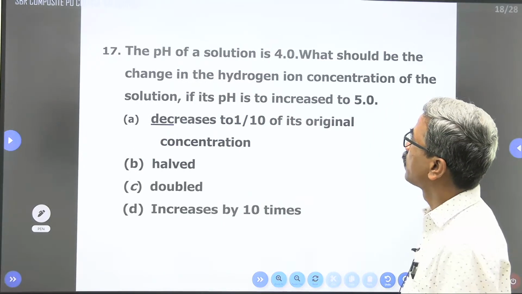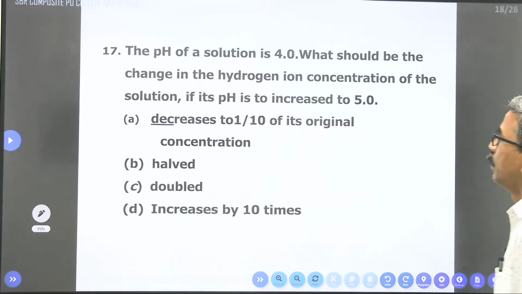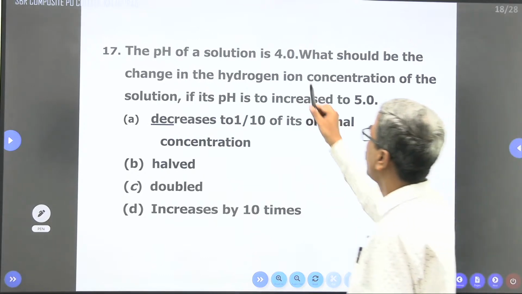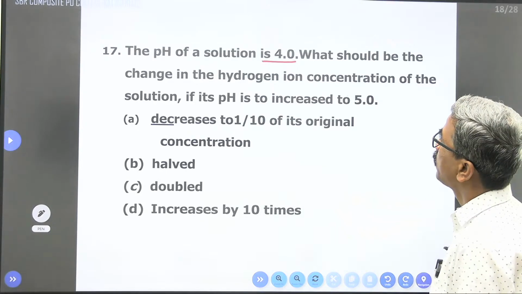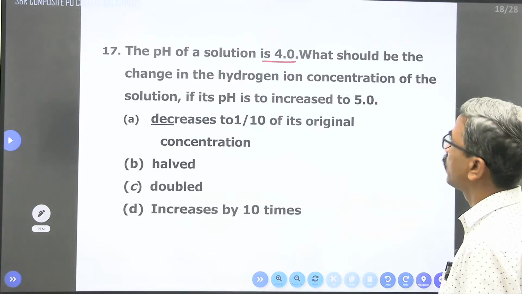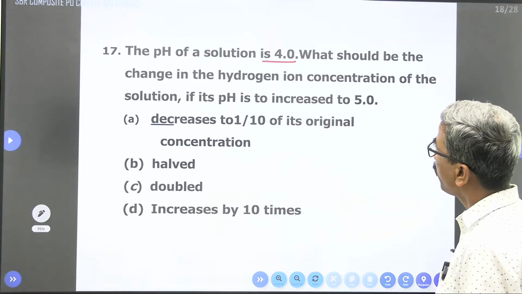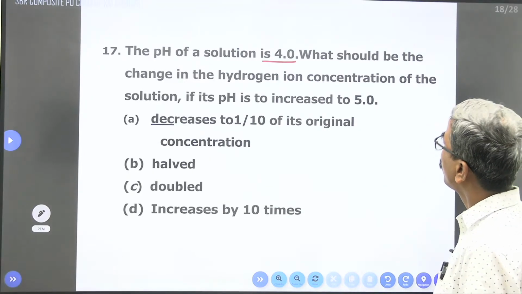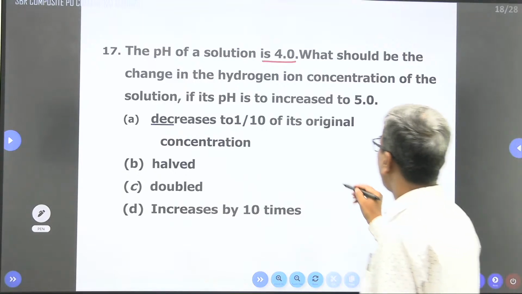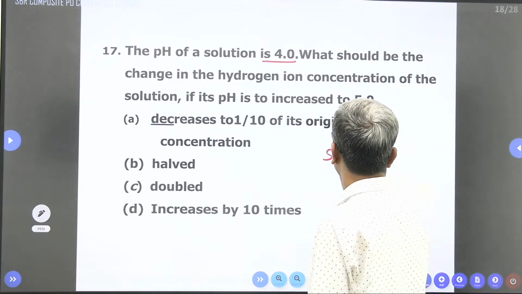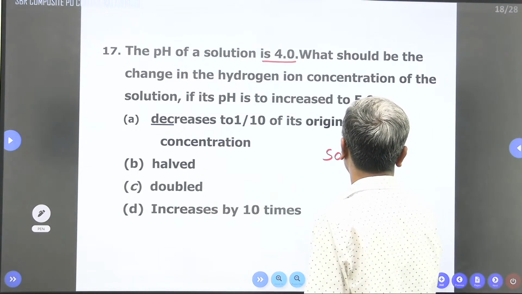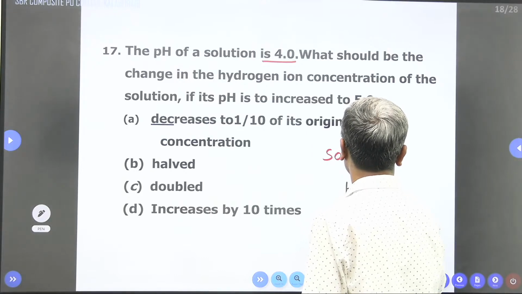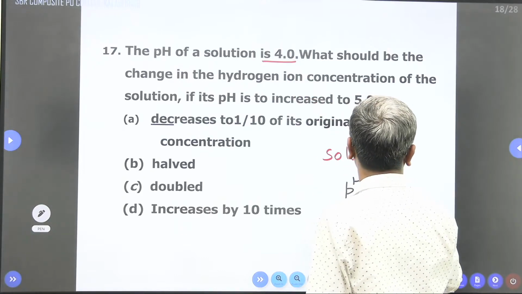Now moving to the next question, number 17. The statement of the question: a solution they have given has a pH of 4. What should be the change in the hydrogen ion concentration of the solution if its pH is increased? Just writing here: a solution whose pH is equal to 4.